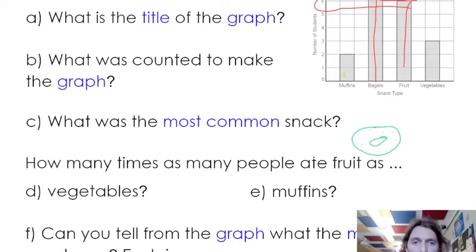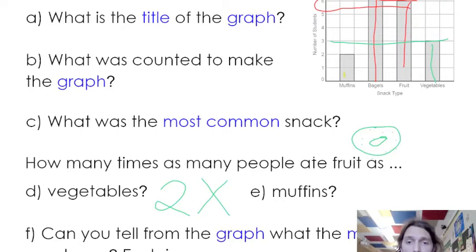And now let's look at vegetables. So if we find out how many people ate vegetables, and we draw it across, 3. So how many times does 3 go into 6? How many times did that happen? So let's count. We start off at 3, and then if we do another 3, that's 6. So we only have to count 3 two times, so it must be 2 times, right?